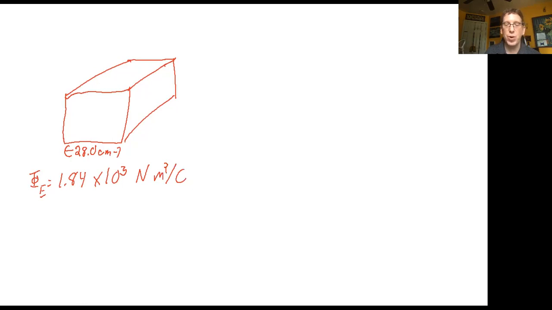And what we are asked for is what charge is enclosed by the box. Now, we don't know anything about where the charges are inside the box. We just know that the box is enclosing charges. So from Gauss's law, the electric flux is equal to the enclosed charge divided by epsilon naught. And before I go any further, I want to talk about an important sign convention.